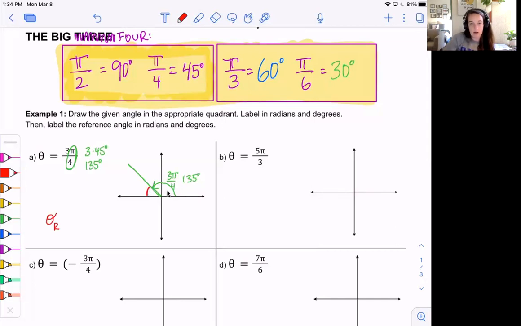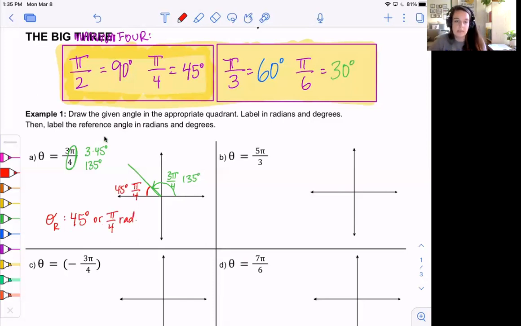It's easy for me to think, oh, well, I have to go one more quarter pi to get to a whole pi. So pi over 4. Right? And I know pi over 4 is 45 degrees. Same thing if I wanted to get from 135 to 180, I would need to go 45 more degrees. So my reference angle is 45 degrees, or pi over 4 radians.